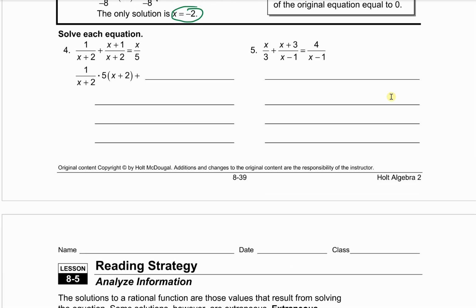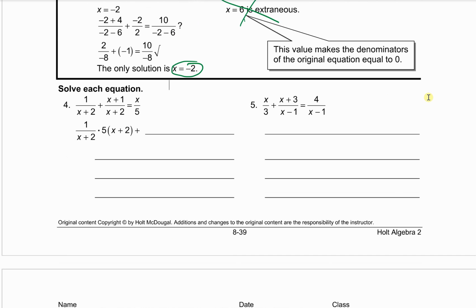So let's work out a couple of these so you can see what we're talking about. We have 1 over x plus 2 plus x plus 1 over x plus 2 equals x over 5. So least common denominator. We're looking at 2 things here. First of all, least common denominator is going to be 5 times x plus 2. Also, let's recall x cannot equal negative 2 because that would make division by 0.